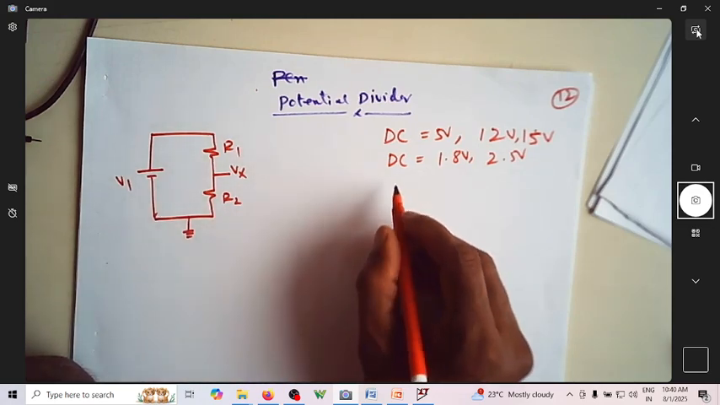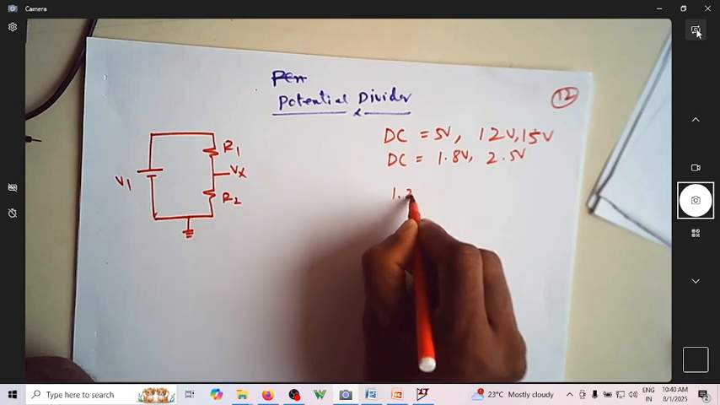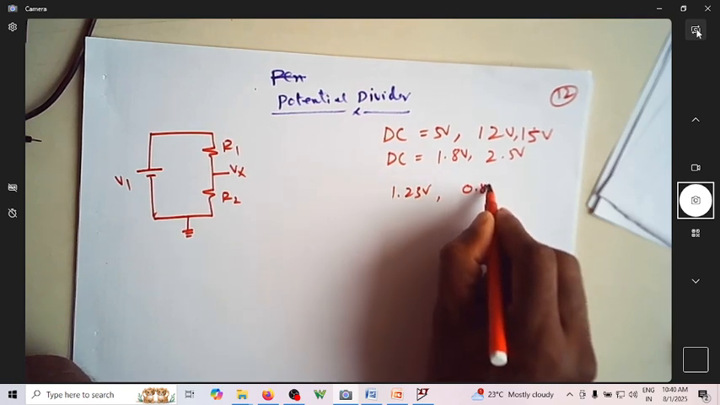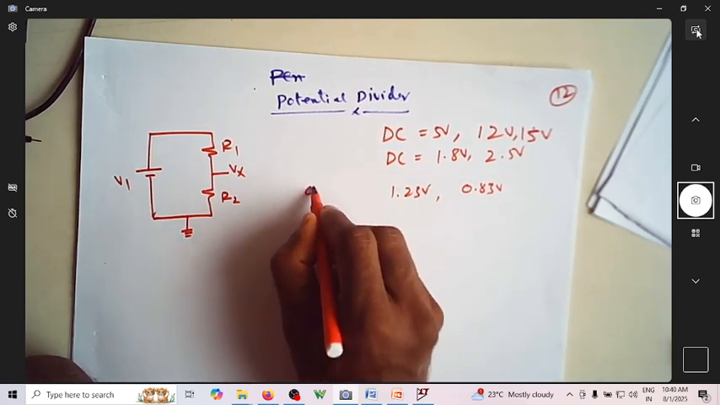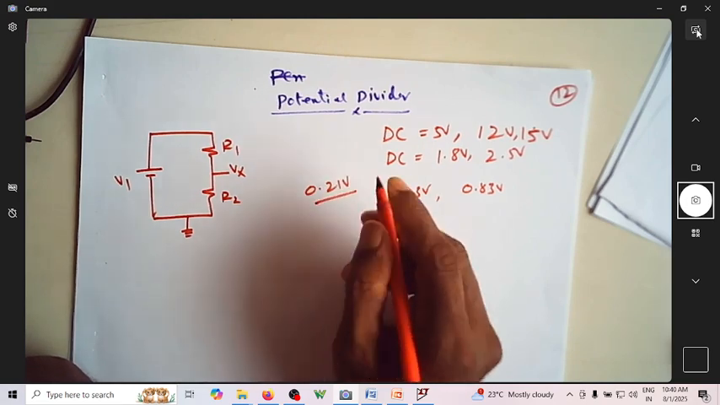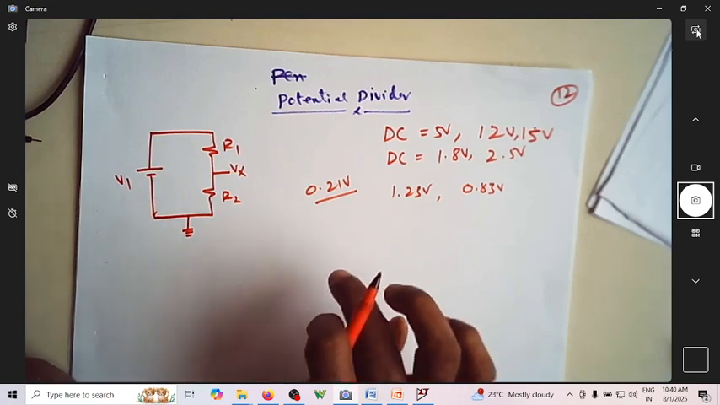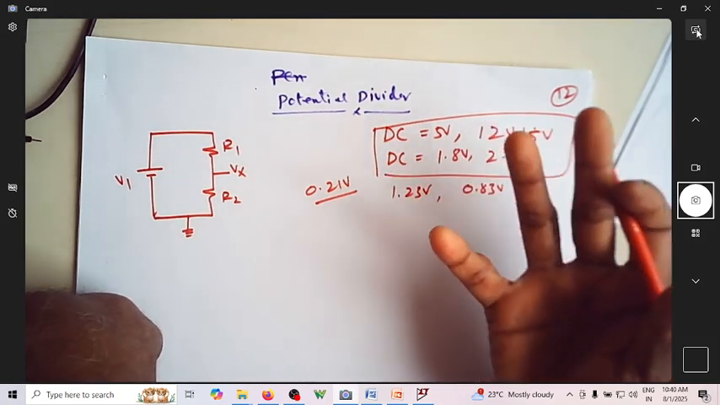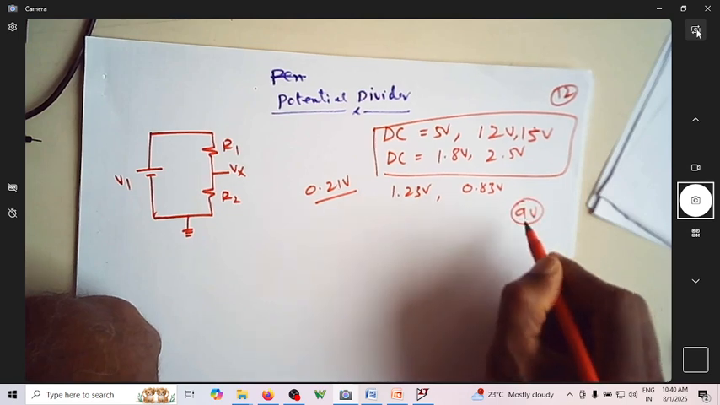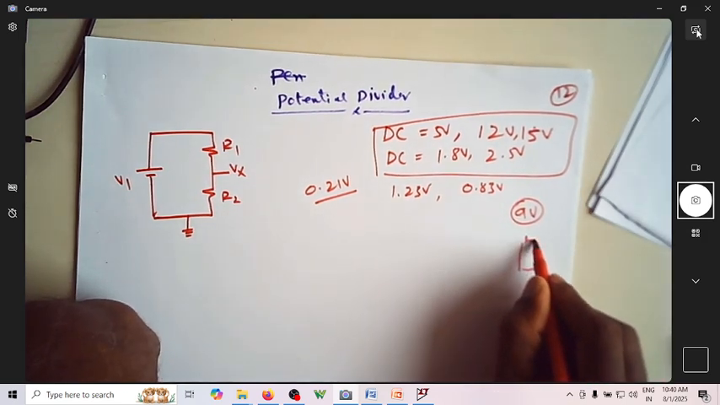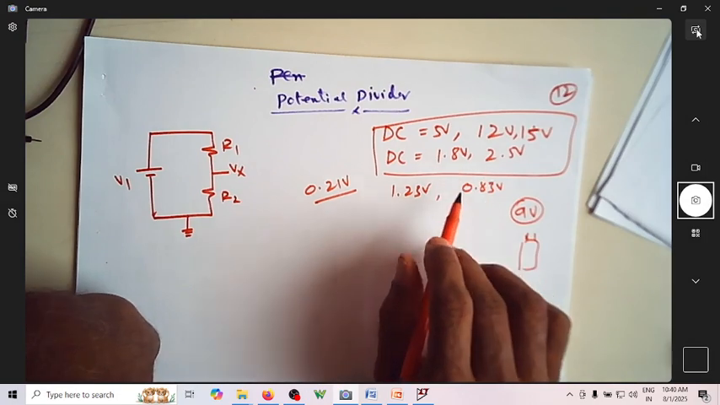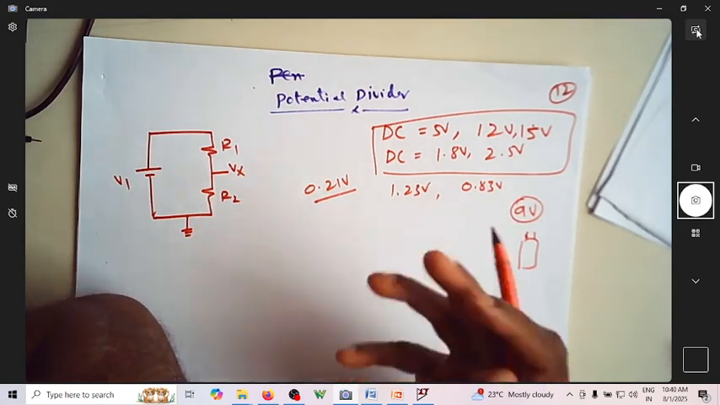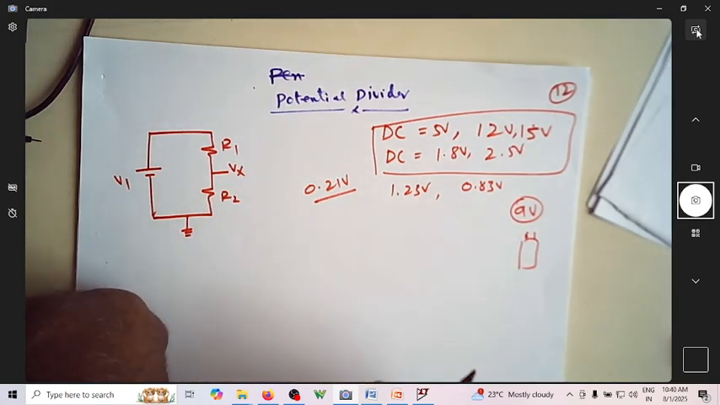Assume that you want to get a voltage of 1.23 volts, or 0.83 volts, or 0.21 volts for a certain application. These are all standard voltages you can think of, and there may be a 9 volt battery available. And suppose a particular application requires a non-standard voltage, then how do we get it?